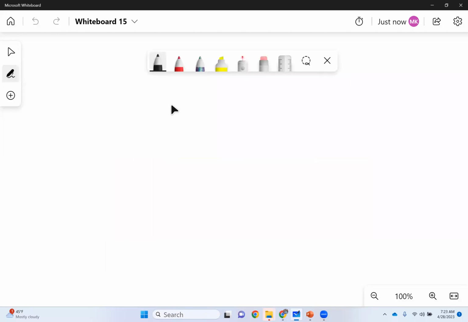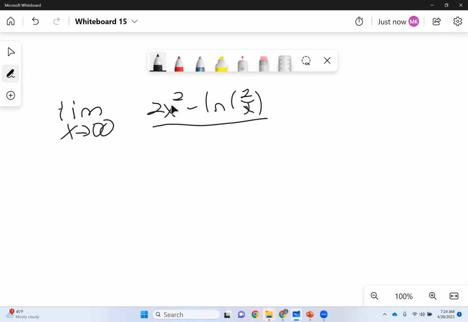I want to show you this one. The limit as x goes to infinity of 2x squared minus the natural log of 2 over x, over 3x squared plus 2x.